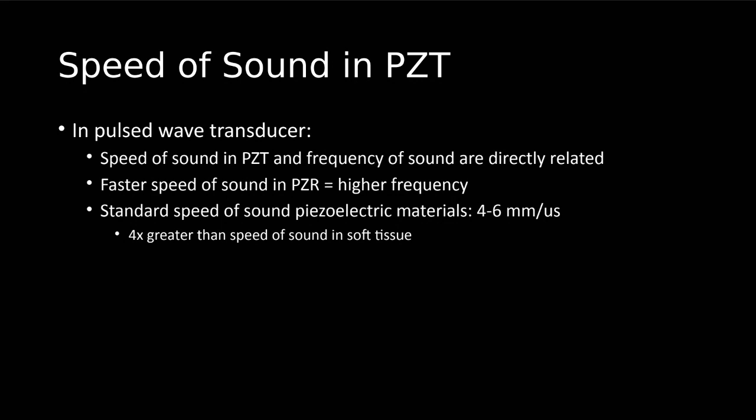Now, your standard speed of sound for piezoelectric materials is going to be 4 to 6 millimeters per microsecond. So pretty fast, and it's actually 4 times greater than the speed of sound in soft tissue. So we want to have a fast speed of sound because this is where our source is coming from, right? We want it to be a little bit faster because if we think, what happens as sound waves travel? They get weaker. So you don't want to already start them off similar to soft tissue, because as it continues traveling through soft tissue, it's going to get weaker, weaker, weaker. So you want it to be a little bit faster when you are originating it in that active element.